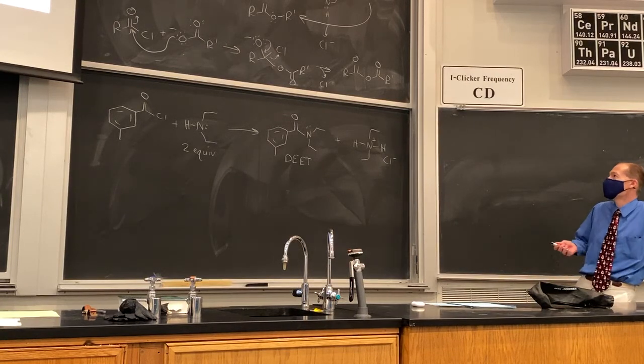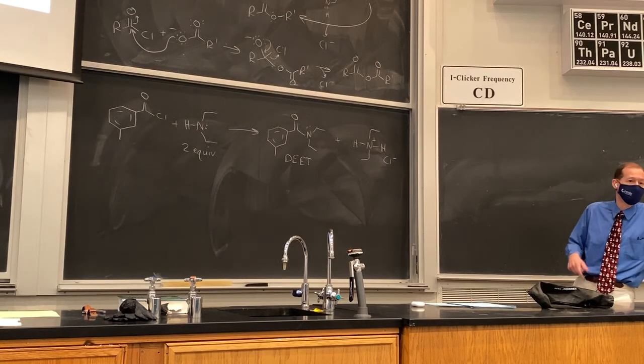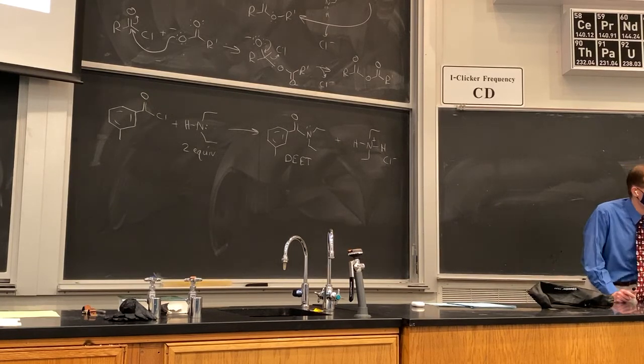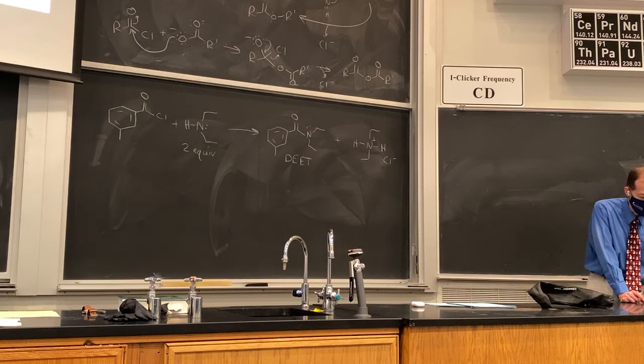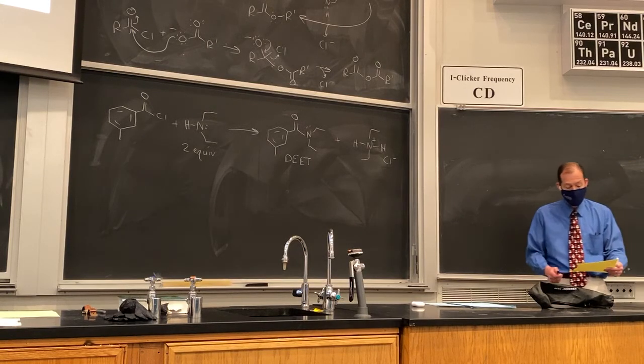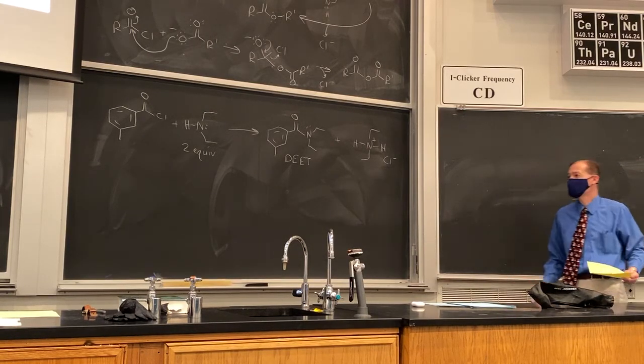So it's the same mechanism that we have up here on the board with the alcohol nucleophile, just that we're using the amine as the nucleophile. And then in the second step, we're using our second equivalent of the amine as the base, as opposed to pyridine. So you should be able to draw that mechanism on your own. Any questions?